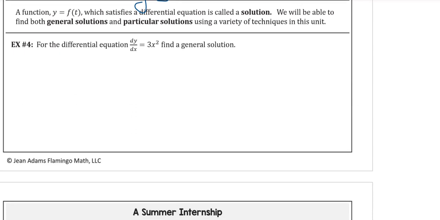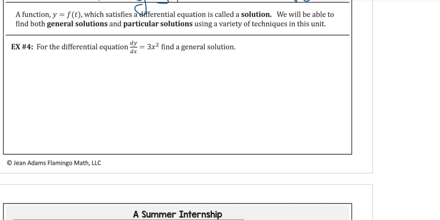A function y equals f of t, which satisfies a differential equation, is called a solution. I talked about the fact that we're going to have general solutions, but we also can find particular solutions using a variety of techniques that we'll pick up as we go along. So for the differential equation dy/dx equals 3x squared, we want to find a general solution. We're going to solve this with techniques that we know how to do.